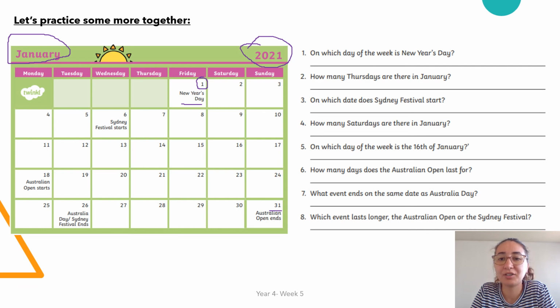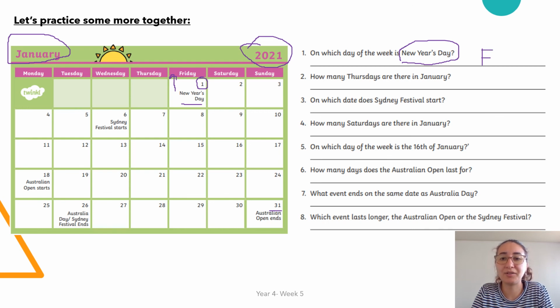Using our calendar, now that we can read it, we can actually answer these questions. On which day of the week is New Year's Day? This sounds like an event, so I know I have to look for some words. New Year's Day, and there it is. It's asking the day of the week, so you read it going upwards. I can see it is on a Friday, so I'm going to put Friday here.